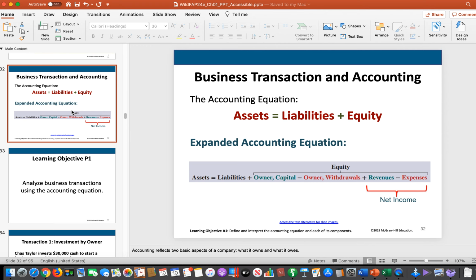But in reality, what happens is that revenue minus expenses is done separately on a very separate financial statement, and the results, net income, is added to equity, or net loss is subtracted from equity. Keep this in mind, though.